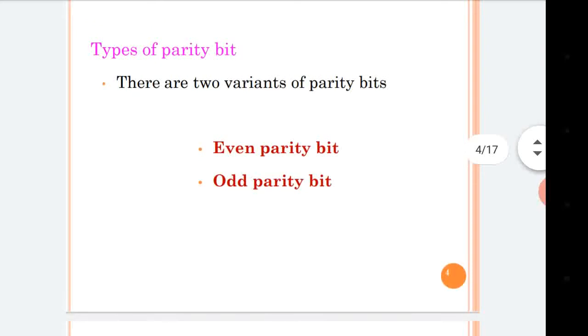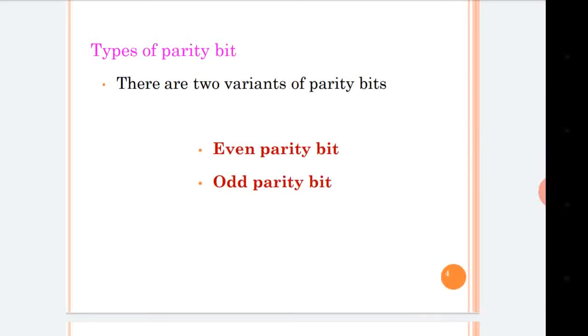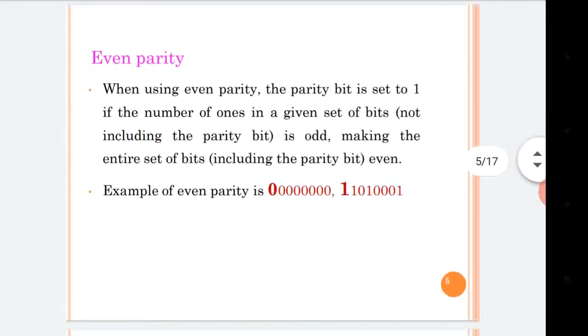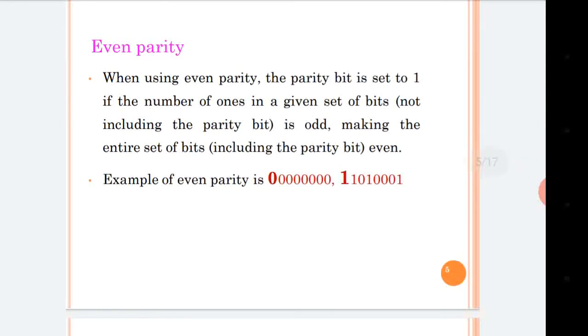Types of the parity bits. There are two variants of the parity bits, which are even parity bit or odd parity bit. Let us talk about even parity. When using even parity, the parity bit is set to one if the number of ones in a given set of the bits, not including the parity bit, is odd, making the entire set of the bits including the parity bit even.